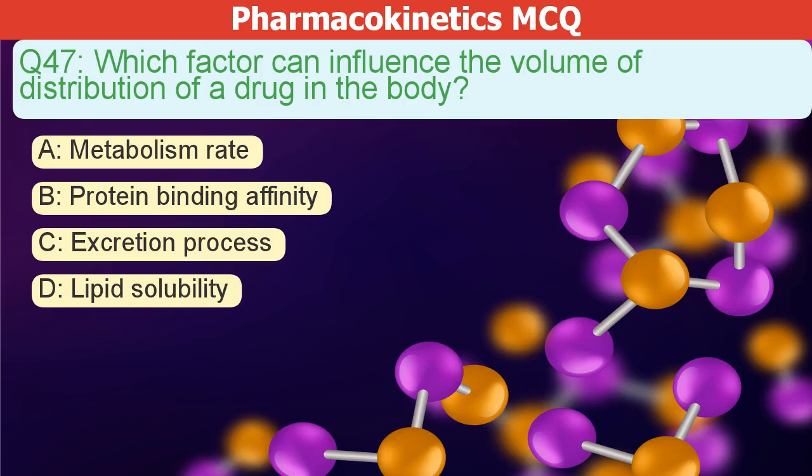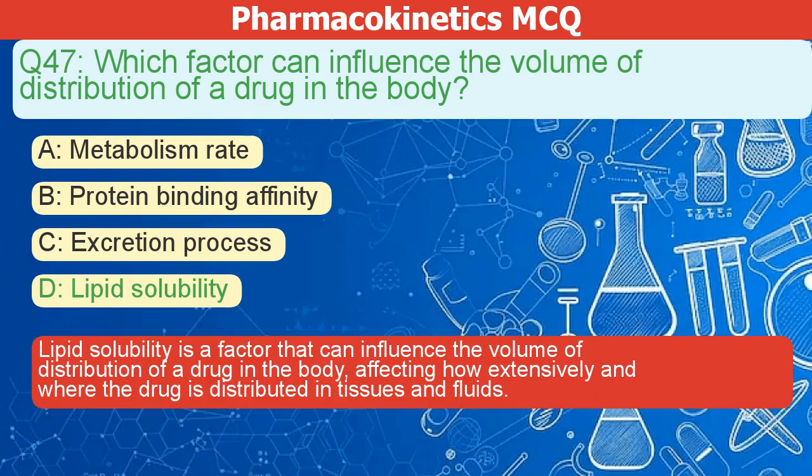Which factor can influence the volume of distribution of a drug in the body? A. Metabolism rate. B. Protein binding affinity. C. Excretion process. D. Lipid solubility. The correct answer is D. Lipid solubility is a factor influencing a drug's volume of distribution. This affects how widely and where the drug spreads throughout the body's tissues and fluids.